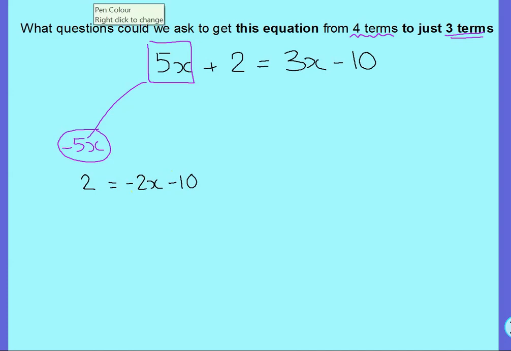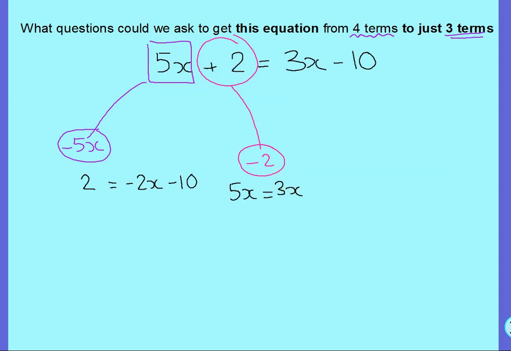Okay, what else could I have done? Well, I could have got rid of the plus 2. So to get rid of a plus 2, I'll be minusing 2. So on the left hand side, I wouldn't be touching the 5x. Sorry, the left hand side, the 2 will go. On the right hand side, we're not touching any of the x's. But be careful with your negatives here. You would end up with minus 12.